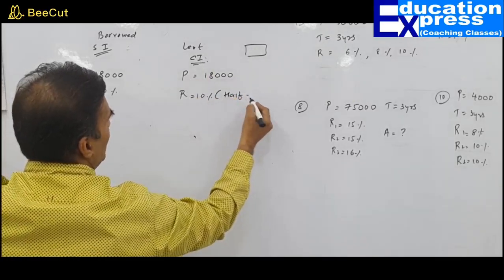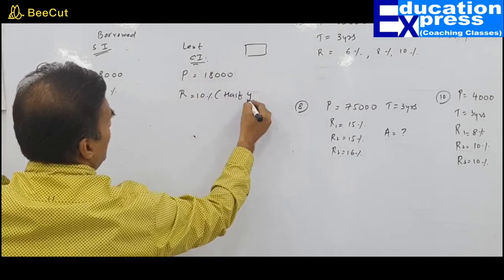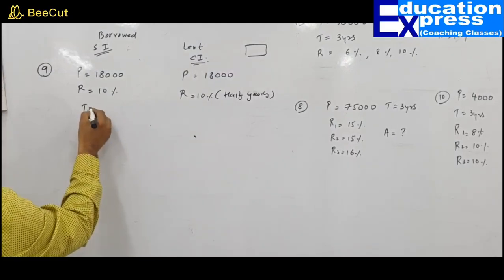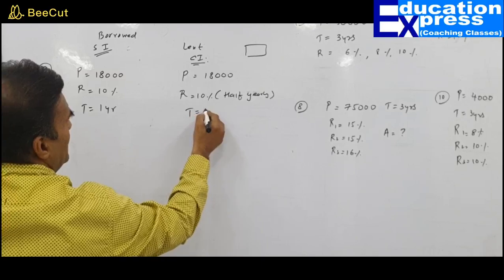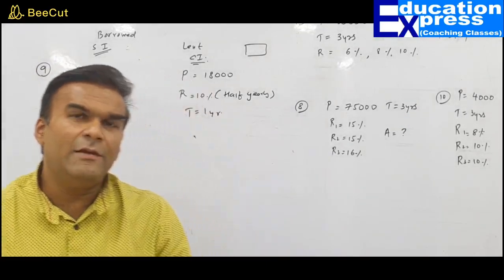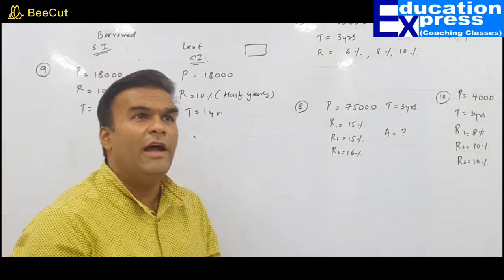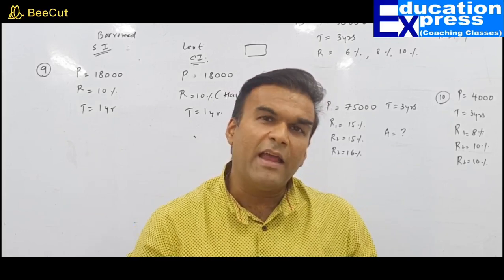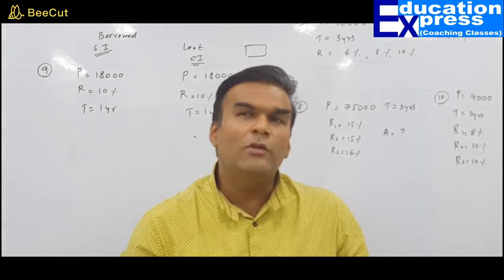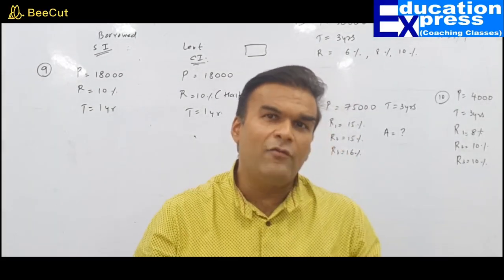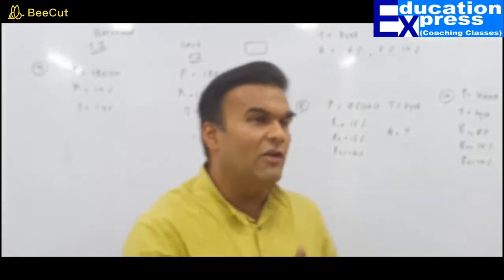Now I will explain the concept of half yearly. What do you mean by half yearly concept? How much money does Govind earn in time? 1 year. So time is 1 year. When I say interest is compounded half yearly, it means after every 6 months, the bank will pay me the interest. So my calculation needs to be done after every 6 months, not after every year.